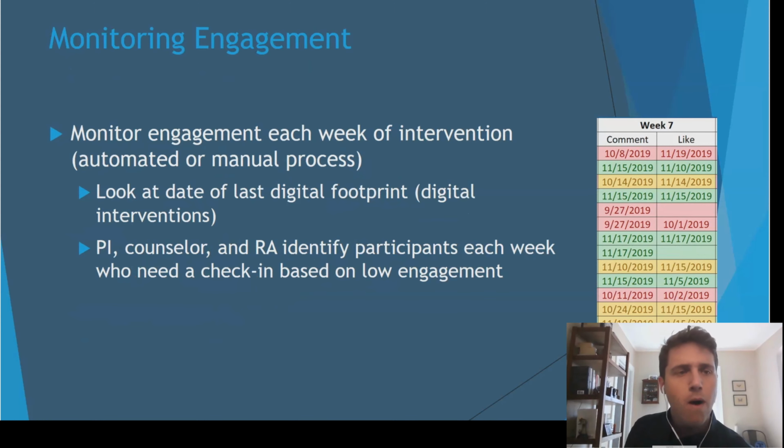Another strategy that we mentioned was monitoring engagement or monitoring attendance. So, for each meeting or each week of the intervention, we're looking to say who's participating. Sometimes that's an automated process, like on Twitter. It's pretty easy to run scripts and get, okay, when's the last like date from someone? When's their last tweet date? For something like Facebook or whatever other platform, it might be more of a manual process, but it's still worth it because at the first signs of someone starting to slip, we have a protocol in place for what we're going to do. And every week we would look at this report and say, okay, who do we need to check in with based on their engagement?